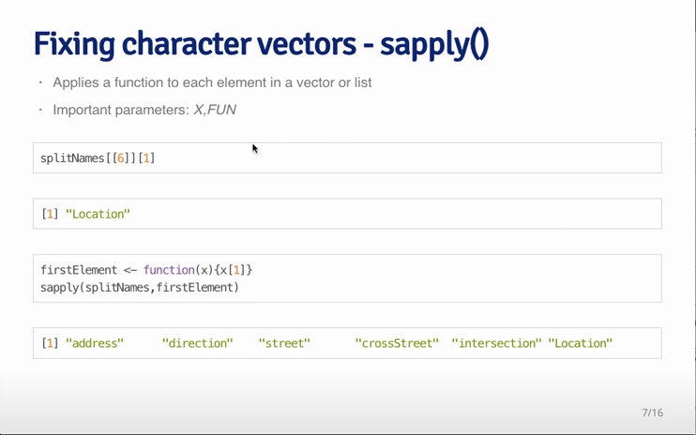So one thing that I might want to be able to do is actually remove all the periods and then only get the first part of the variable name.